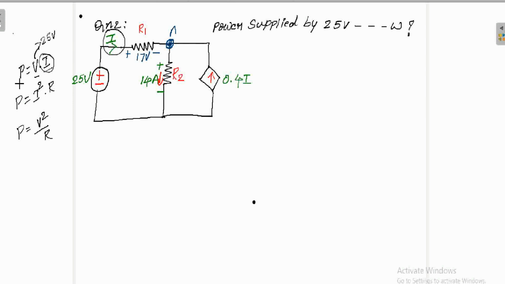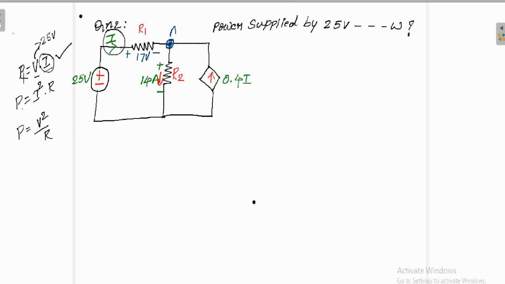Power equal to voltage into current, or power equal to current square into resistance, or power equal to voltage square by R. So can I use P equal to I square into R? No, because there is no value for R. Can I use V square by R? No, there is no value for resistance. In the problem they haven't given any resistance value. So ultimately we need to use this equation only.